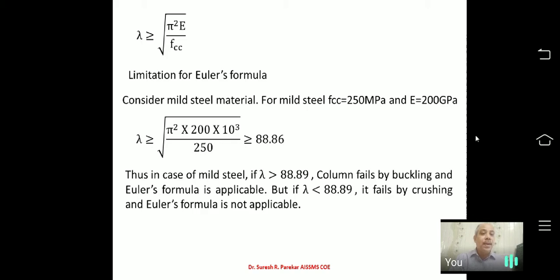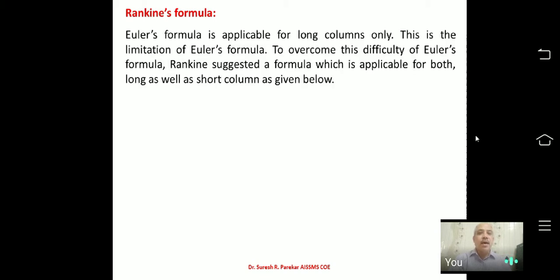So these are actually limitations, because Euler's formula is applicable for long columns and not for short columns. We have another formula, that is Rankine's formula. Now this Rankine's formula is applicable to both long columns as well as short columns. This overcomes the difficulty of using Euler's formula, because Euler's formula is applicable only for long columns. Now this is an empirical formula, and whenever we have an empirical formula, the units on the left and right are not the same.